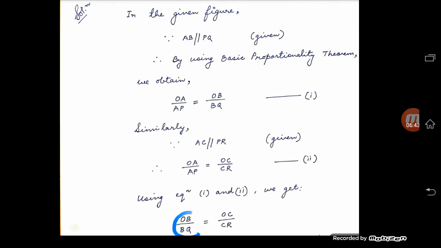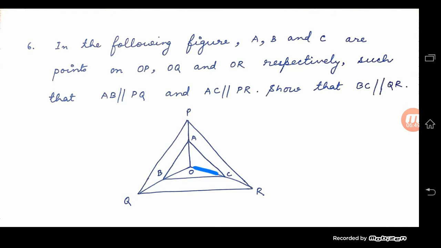Now see OB by BQ and OC by CR. These two conditions are from the same triangle. Now, similar to the basic proportionality theorem, we have another converse of the basic proportionality theorem. What does that converse state? It states that if in a triangle, a line intersects two sides such that the two sides are divided in the same ratio, then that line which is intersecting the two sides is parallel to the third side.